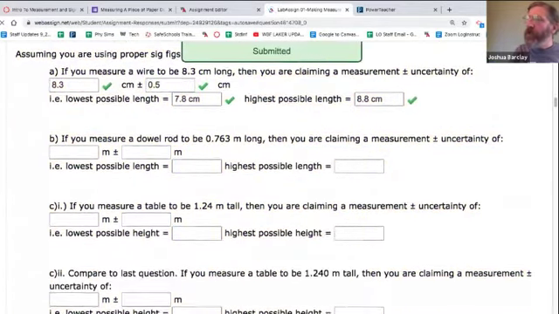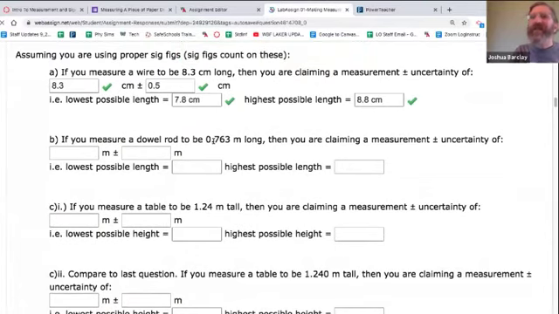Let's try this one. If you measure a dowel rod to be 0.763 meters long, then you're claiming a measurement plus or minus uncertainty of, so what are we saying is our best guess? That goes here. You just rewrite it, 0.763. We think that's the right answer, meters. But if you write it like this, where's the uncertainty? What place is the uncertainty in, folks? The thousandths place, that's the last digit. So that means it could go up or down by 0.